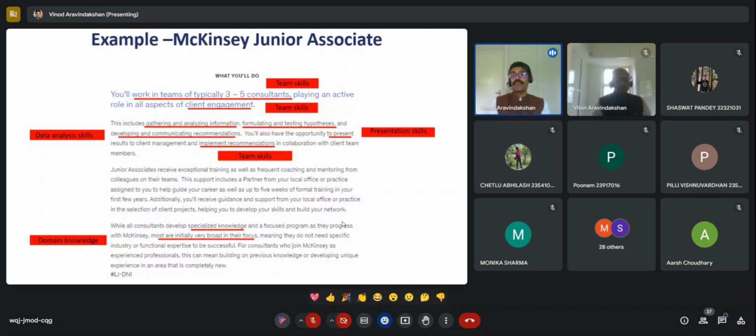So I would expect McKinsey to pretty much recruit across all branches, right? They don't care whether you're from computer science, whether you're from naval architecture, whether you're from aerospace engineering or chemical engineering. As long as you're good in communication, good in business skills, they'll hire you. Okay. So McKinsey is going to open up to all branches. They don't care about which branch. And you already know what they're looking for. So when you're writing a McKinsey resume, you're going to play up to your team skills. You're going to play up to your presentation skills and your data analysis skills.